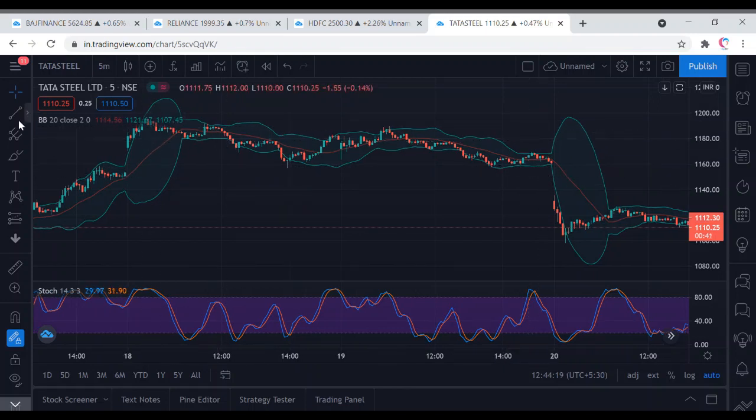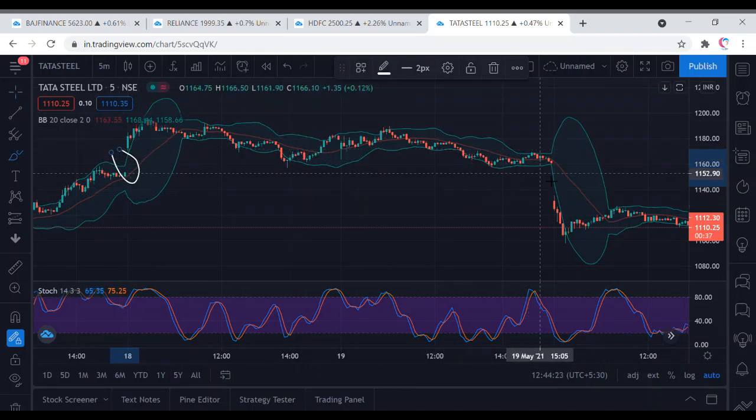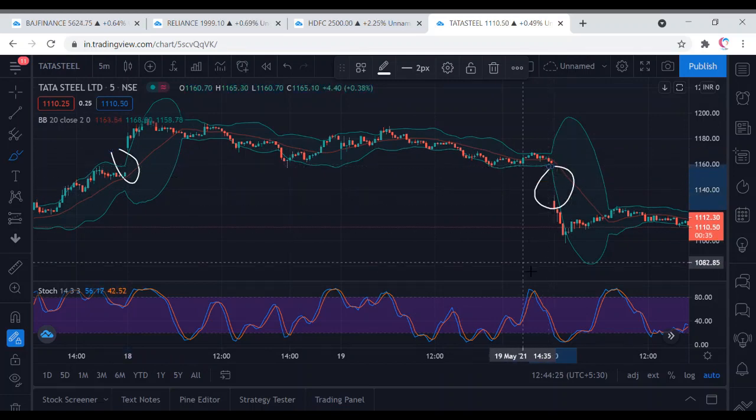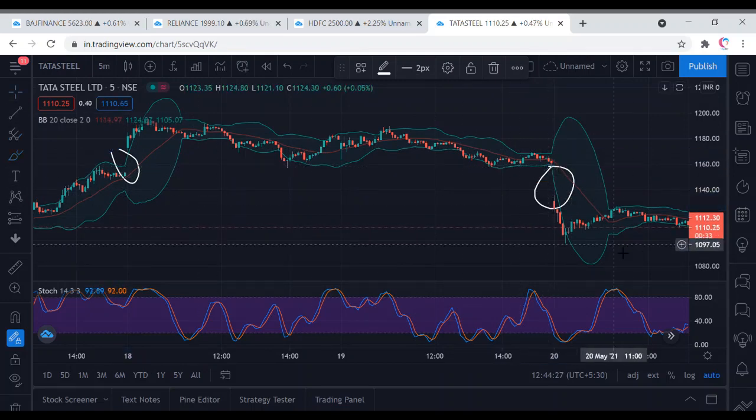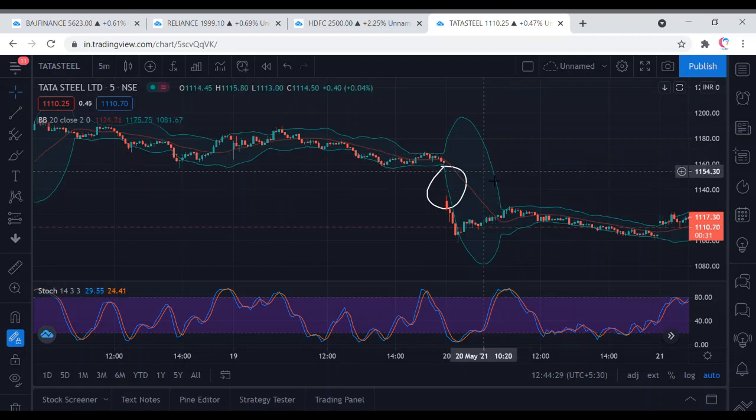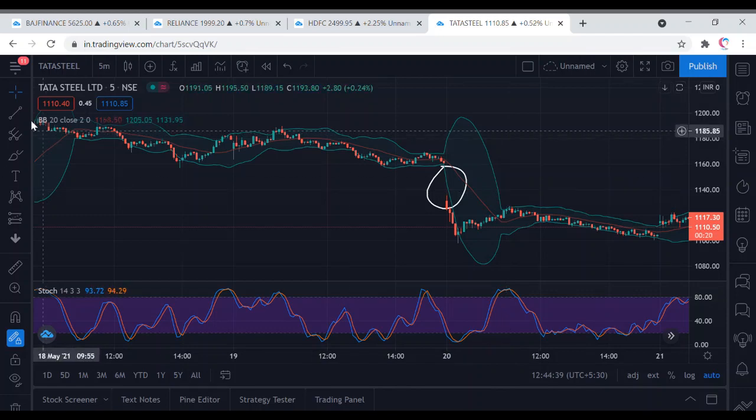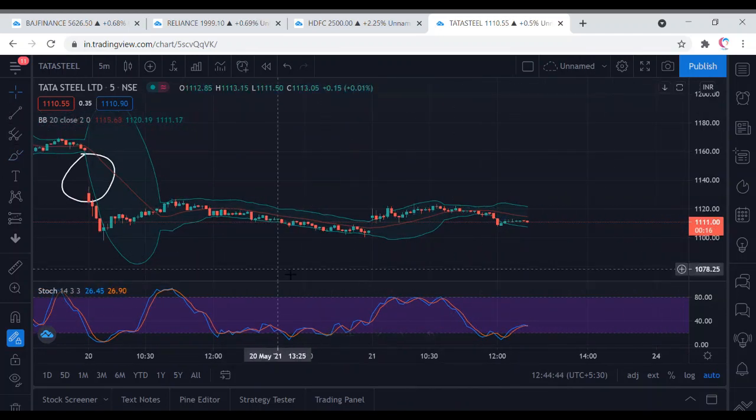So as you can see, whenever there is a big gap, gap up or gap down, the Bollinger Band does go into a big expansion. So do not trade this time. Avoid it till the Bollinger Band comes into the normal zone, becomes less expanded, so you can get better signals. So we'll be looking for live examples in Tata Steel today.